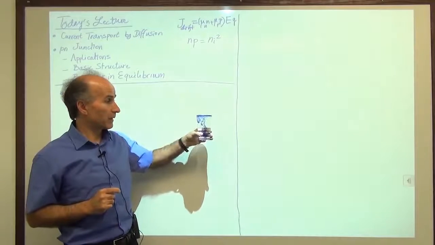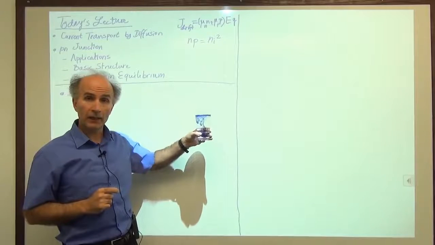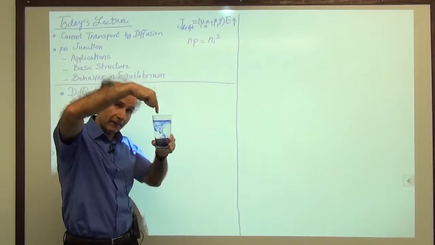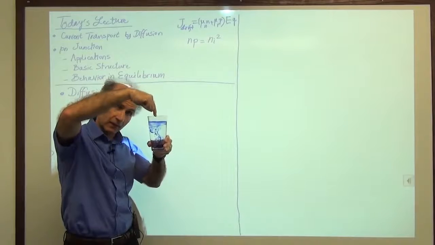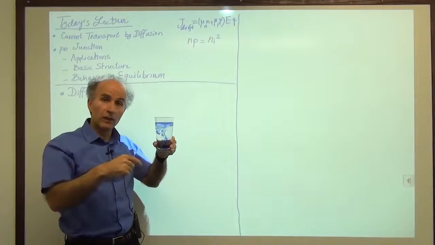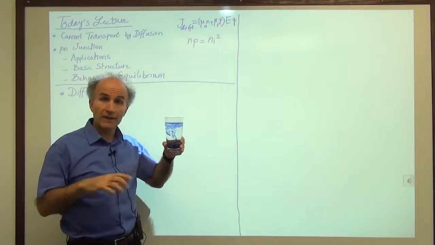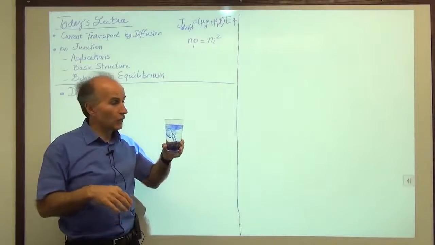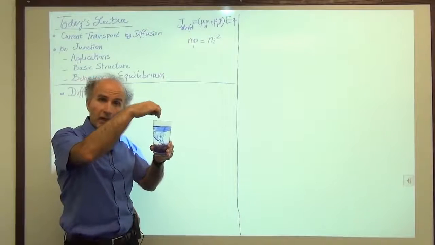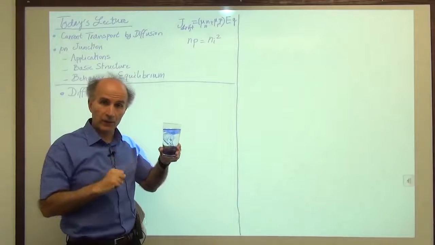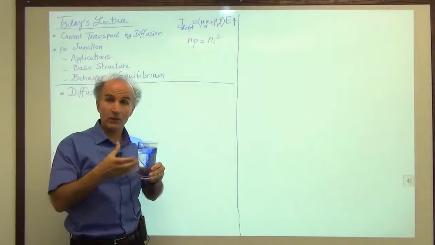Well, this is because the ink molecules have a high concentration where they were injected into the glass, right here, and they would like to equalize their distribution, equalize their concentration. So what they do is they go from the high concentration area to the low concentration areas, and that is called diffusion.